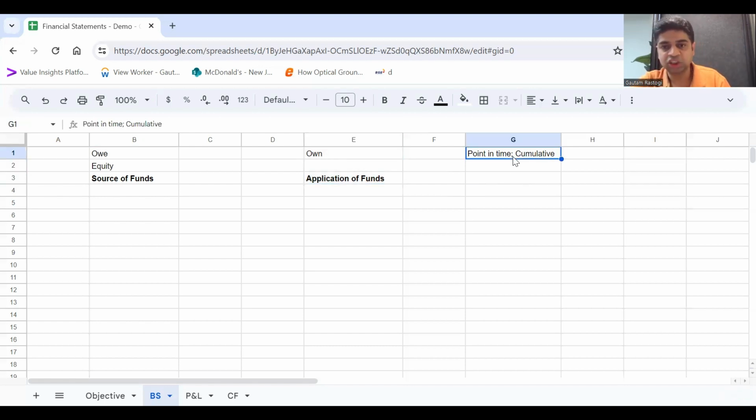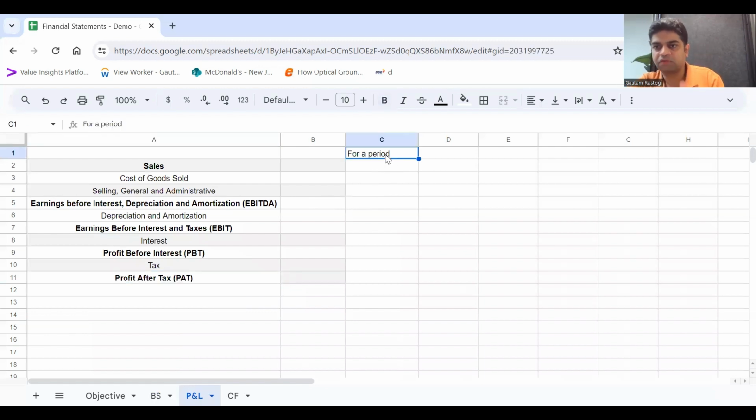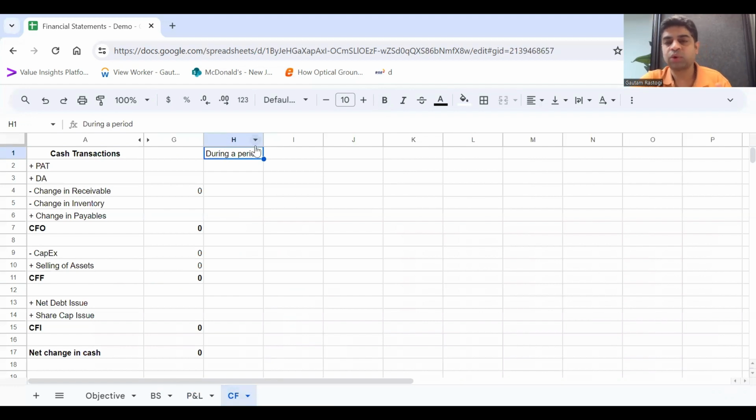In fact, that's the important distinction between the balance sheet and the P&L and cash flow, besides all things. Now let me just walk through the P&L structure, and then obviously I'm going to cover them in more detail. The P&L shows you how much sales you've done, the costs you've incurred, and how much profitability you've generated for a period, within a financial year. That's an important distinction. And cash flow is also for a period. It will show you the cash transactions that your business has had during a period.